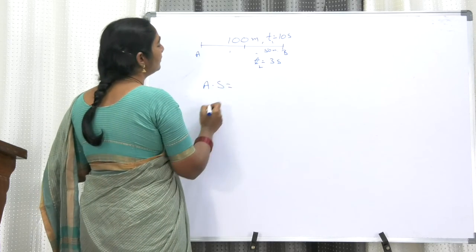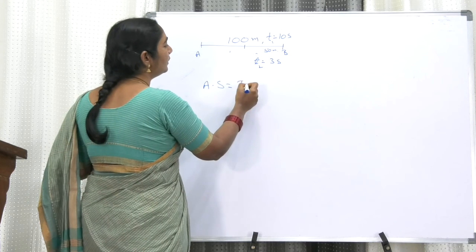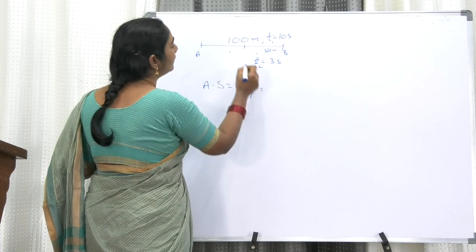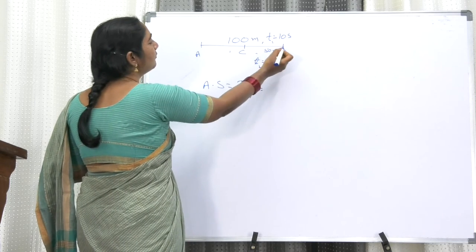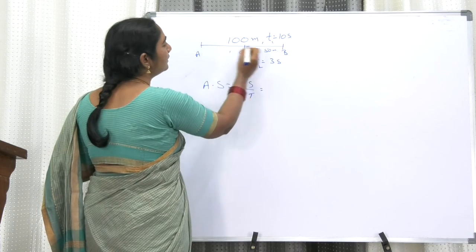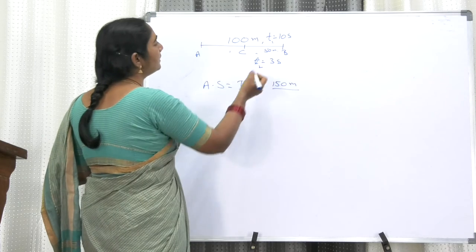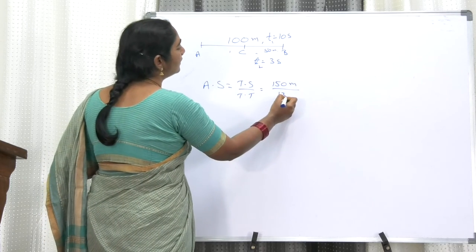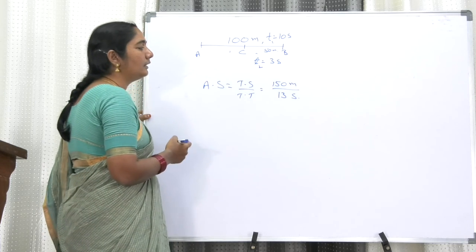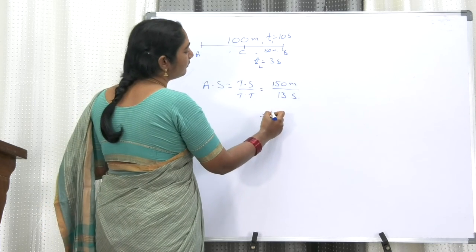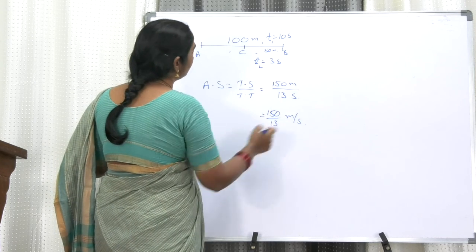Average speed is equal to total distance by total time. Total distance is he went there and again he is coming 50 meters back. So total is 100 plus 50, 150. Total time is 10 plus 3, that is 13 seconds. So the answer is 150 by 13 meter per second. You can simplify it further.